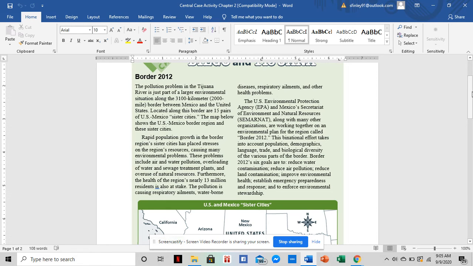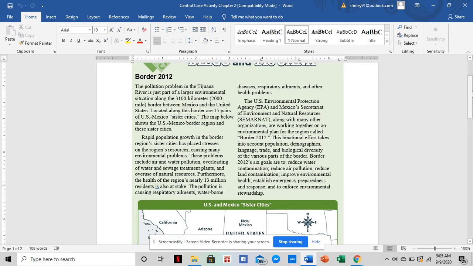And they also want to improve environmental health, so they want to improve the health of the environment, the responsiveness, the overall health and growth of the trees and the land and the water systems. They want to improve that health. So it kind of goes along with the whole reduce air pollution, reduce land contamination, and water contamination.